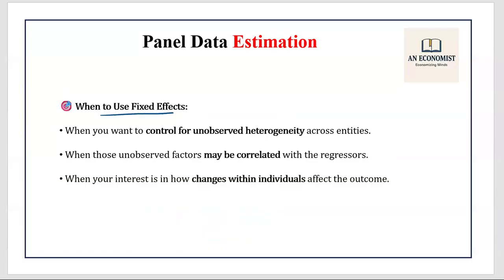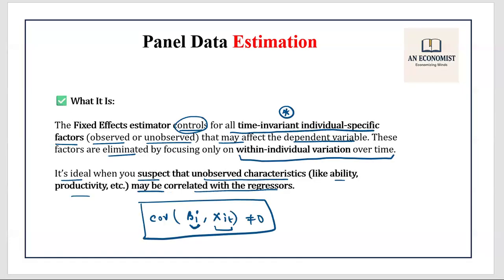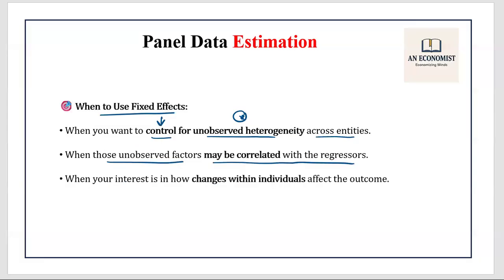So here I have added the specific use cases. When do you use this model? When you want to control for unobserved heterogeneity across individuals. That is what we are discussing so far. We know in the fixed effect model, unobserved heterogeneity is present. So if you want to control or handle them, which we will see how we can do, then you will use the fixed effect model. The second thing, when those unobserved factors may get correlated with the regressor, then also you will use the fixed effect model. And the third thing is when your interest is in how the changes within individuals affect the outcome, right? Within individual effects cannot be found out in the pooled OLS, but can definitely be found out in the fixed effect model. That is why if you are interested in that, then also you can use this fixed effect model. I hope this much is all right.